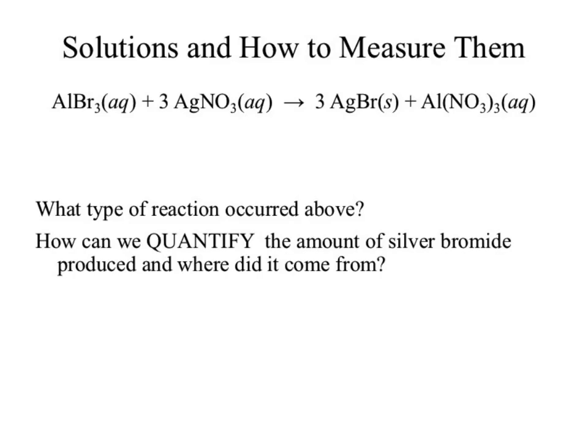Okay, where did it come from? Where did the silver bromide come from? How did I get it? It came from two aqueous solutions. I mixed aluminum bromide with silver nitrate. Okay, two aqueous solutions. How did I measure them? Why would I measure them with volume and not mass? Their physical state. They're liquids. It's easier to measure liquids by volume.